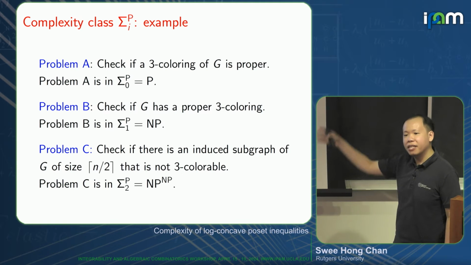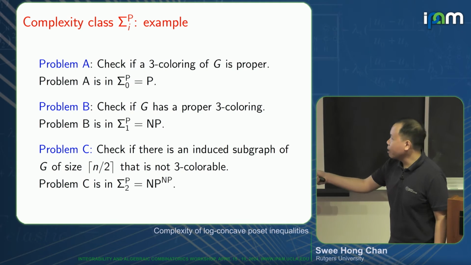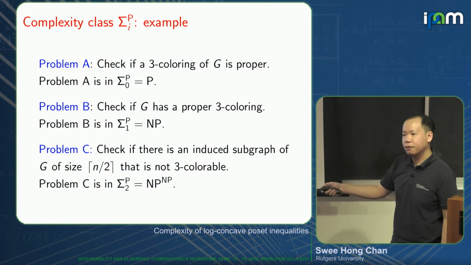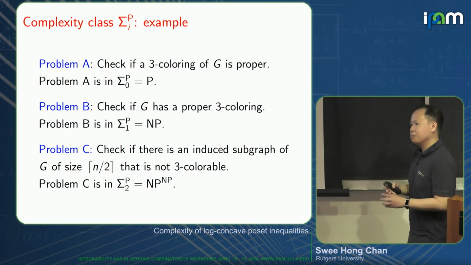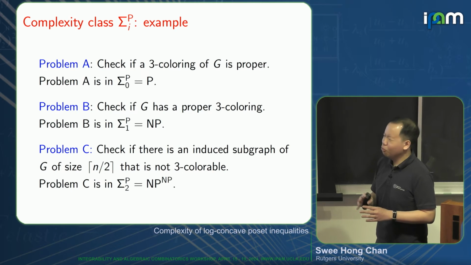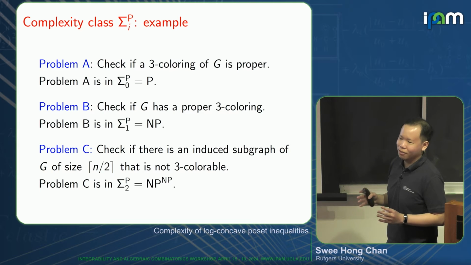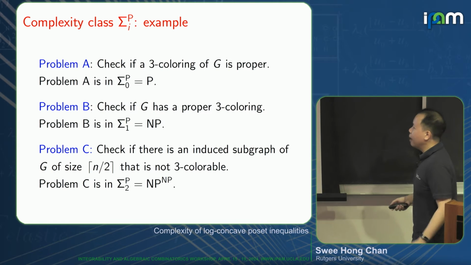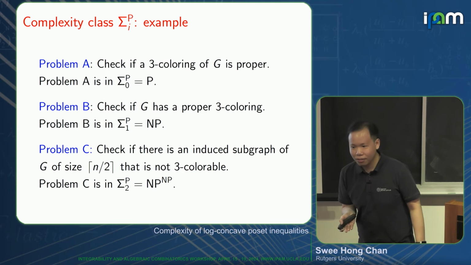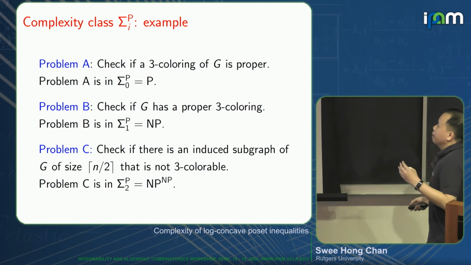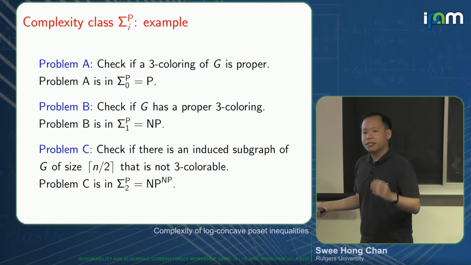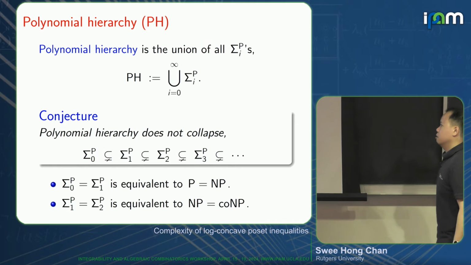It's widely believed that this containment is strict, that the second problem cannot be solved by P, the third problem cannot be solved by NP. However, as far as I know, nobody has an idea how to prove that, and maybe most people have even given up on trying to prove this. But in fact, it's widely believed that not only that, something even stronger is conjectured.